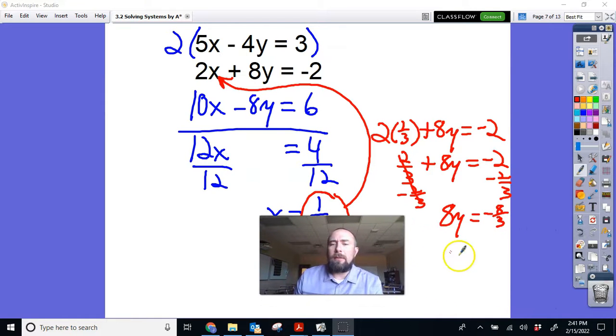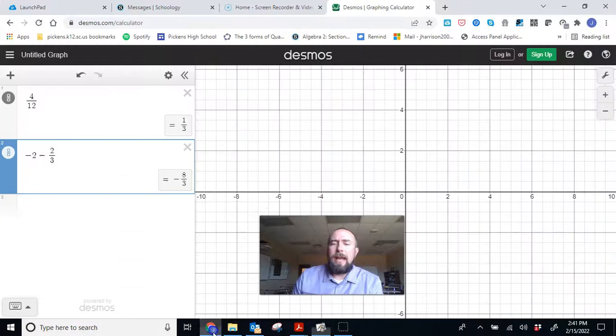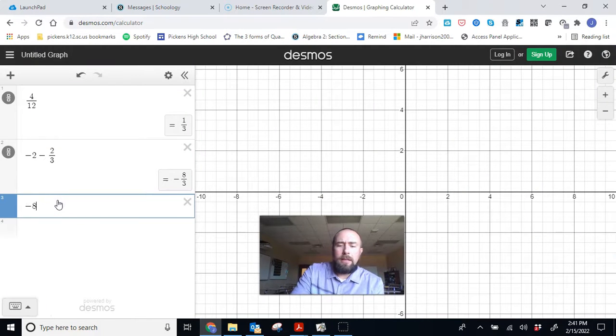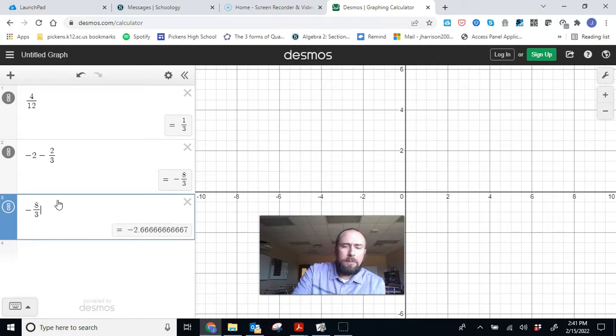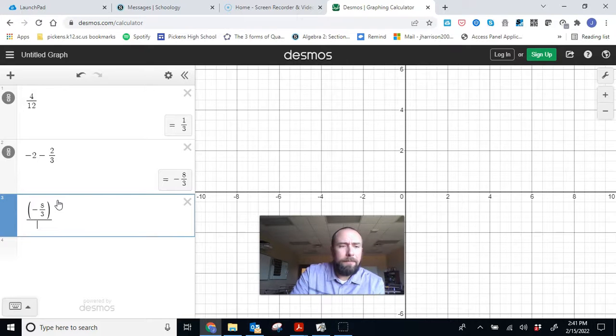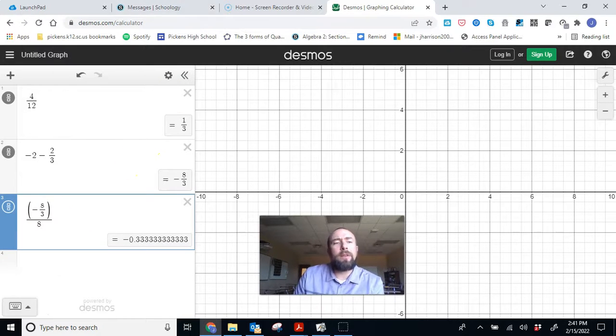Move my little head out of the way here. I don't know if that even changes on your screen. I hope it does. Now I divide by 8. And then y is going to be equal to negative 8/3 divided by, and we want to divide the whole thing, so let's put parentheses there. Divided by 8. It gives me negative 0.3.